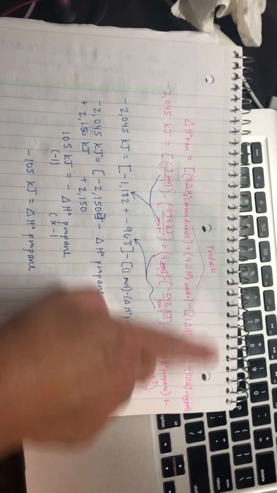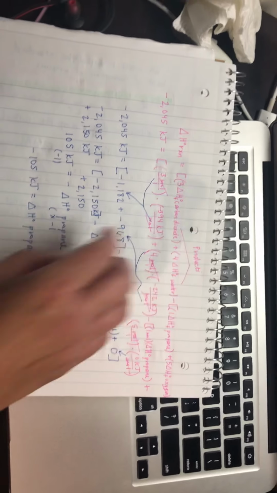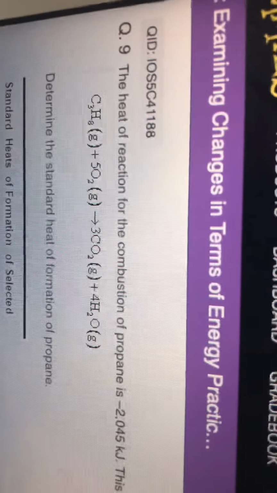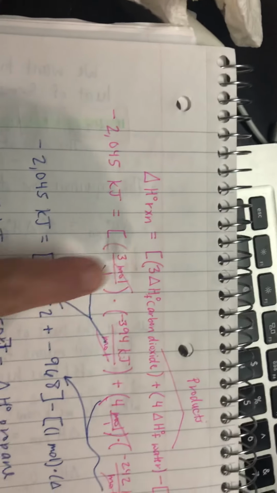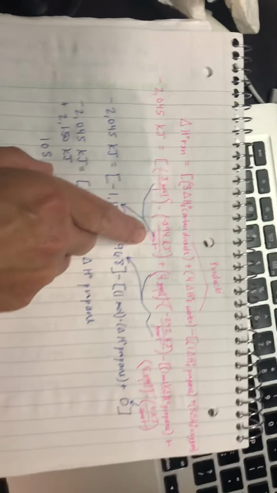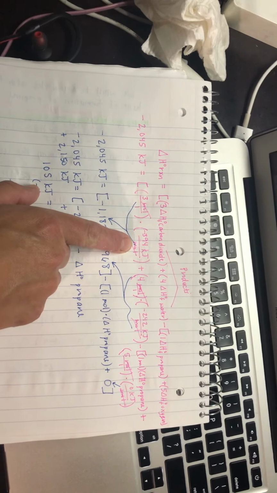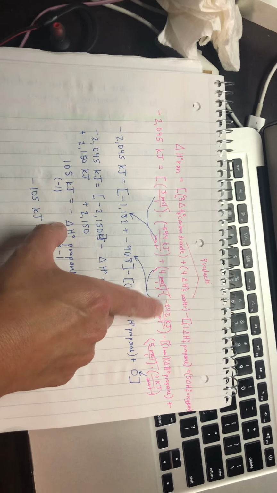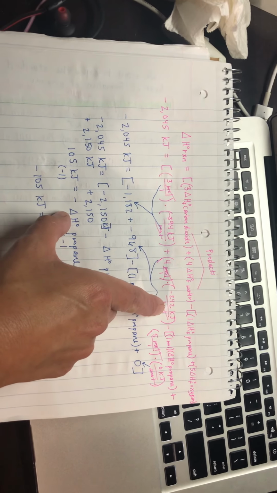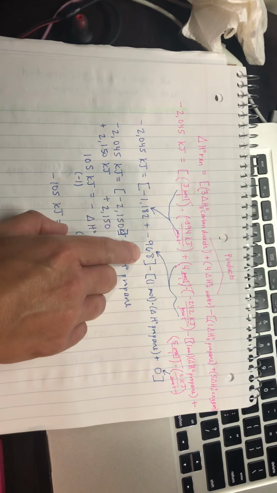You might say, but wait, those were to the right of the arrow in the original equation, right? And yes, these are your products. So that's why we do the products first, right? That's the equation. So it's 3 times negative 394, the moles cancel out, plus 4 times negative 242, the heat of formation for water. That gives us this.